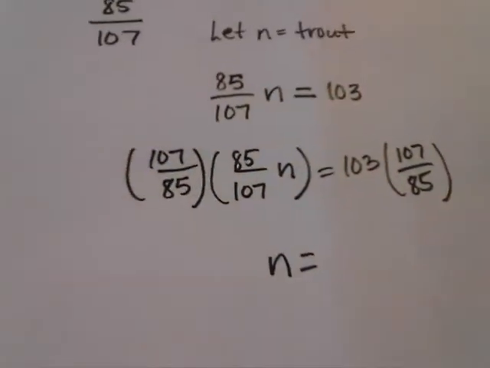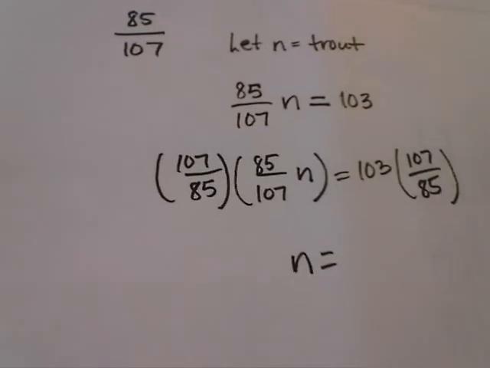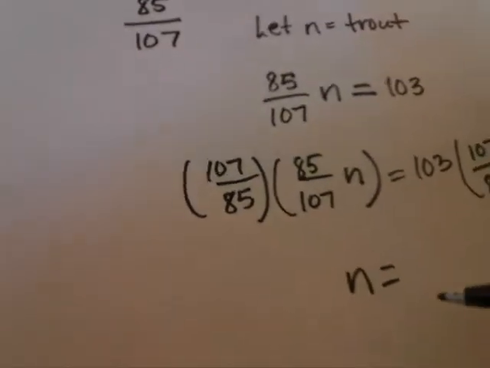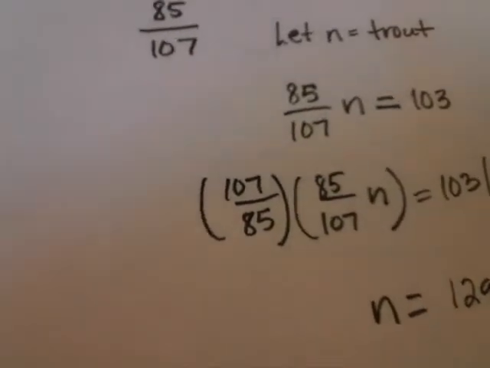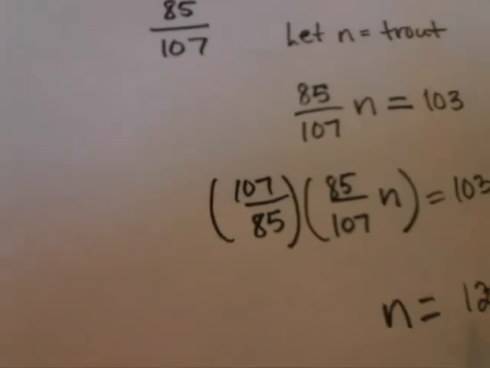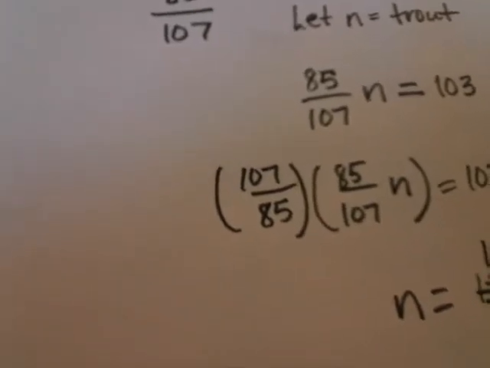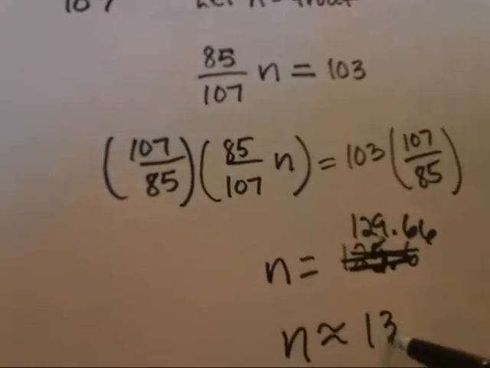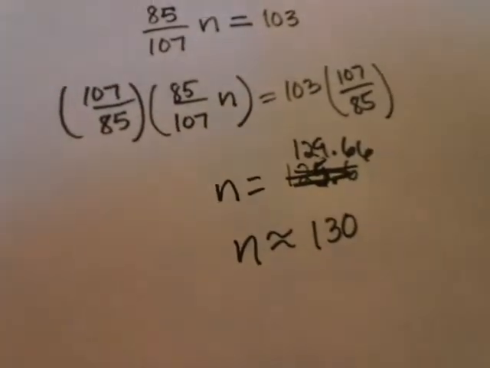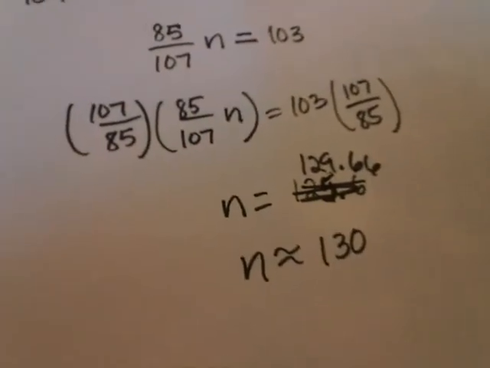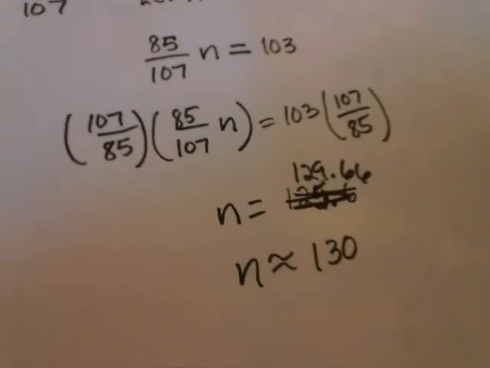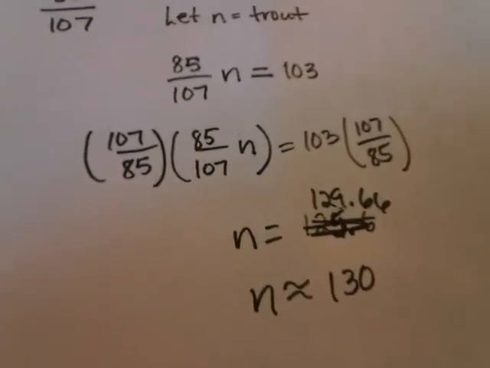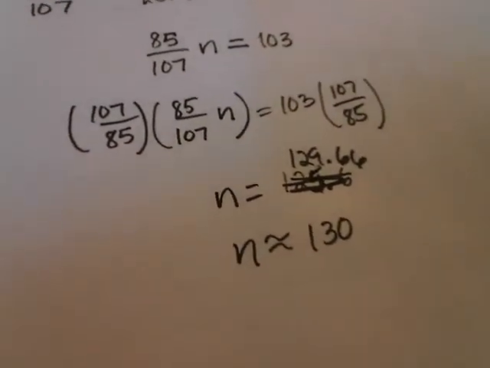So in this case, I have n equal to 103 times 107 divided by 85, which is 129.66. To the nearest whole number, that will be 130. So in this case, there are 130 trout in that lake. Okay. So these problems should be able to assist you in doing the actual homework problems that are on the MyMathLab website.